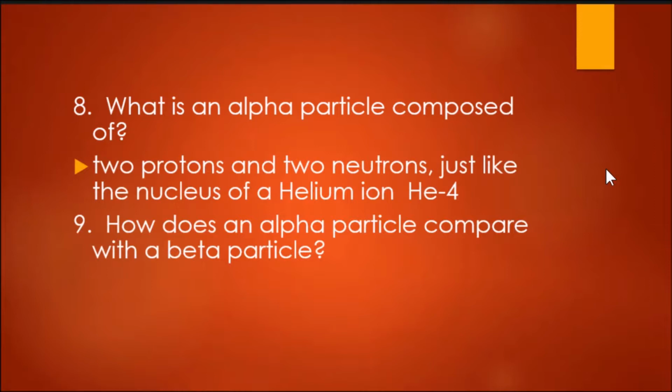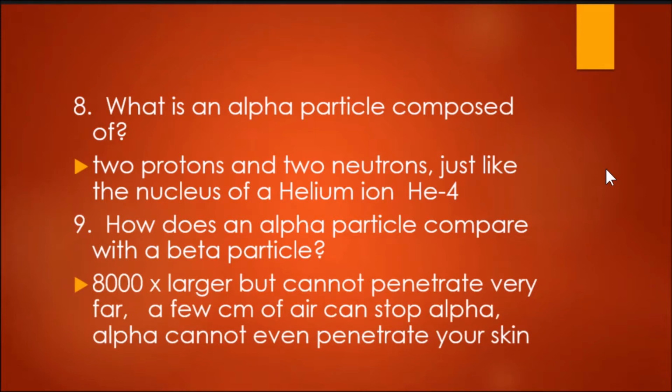We're going to look at a beta particle here in a second. What is a beta particle? How does it compare? It is 8,000 times larger, but can only travel just a few centimeters, and your skin will stop it. Your dead skin layer will stop it. So you have enough dead skin cells to stop alpha particles. Outside of your body, they're perfectly safe.